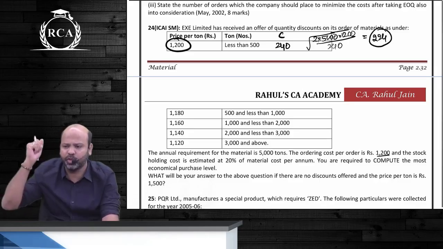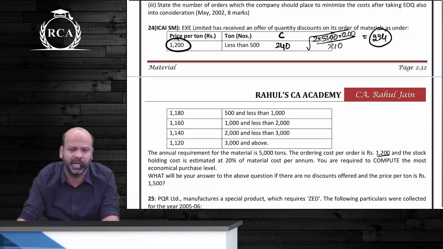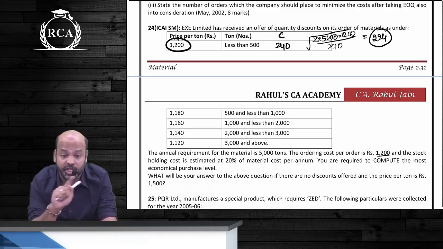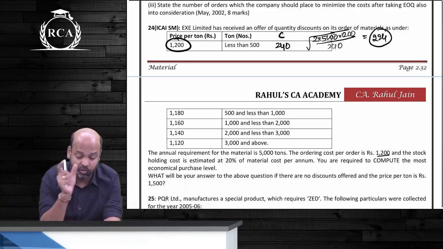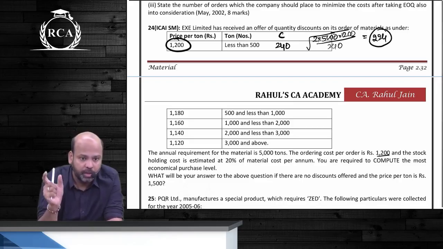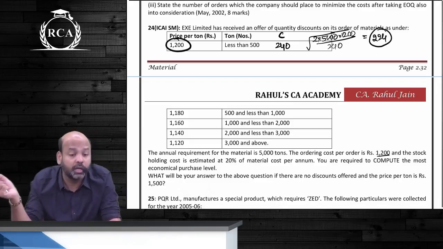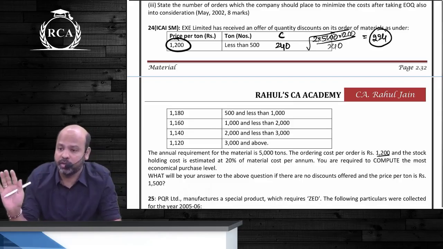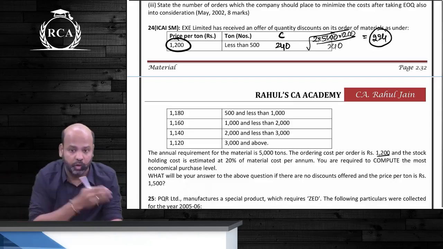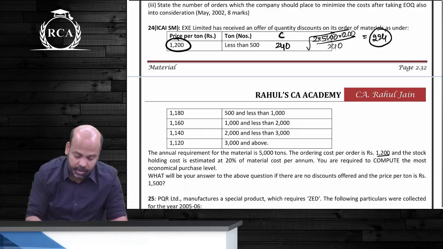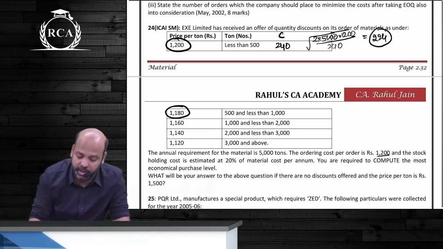You pick up any other order level, if you pick up 10 tons or 100 tons, it is going to result in a higher cost. I am not changing the price. I am telling you, if the price is 1200 rupees, my cost is going to be the least at 224 tons. Are you getting the point? It is neither at the lower limit nor at the upper limit. Now, if I pick up a price of 1180, guys, my carrying cost will be 20% of that, 236. What will be the EOQ, guys?